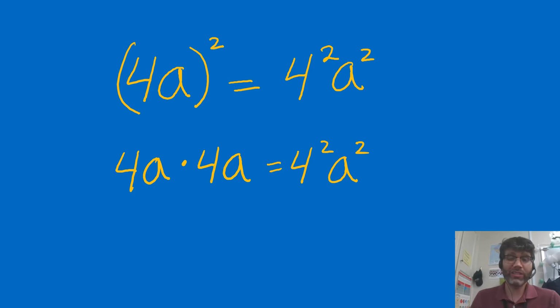Why does that work? Why does that shortcut rule work? Because 4a is the base. So really what we're doing is we're multiplying 4a, the base, against itself, again, 4a. And since we have 4a times 4a, you can rearrange that as 4 squared a squared because of the property of commutative multiplication. So the commutative property of multiplication, that's why you can rearrange.